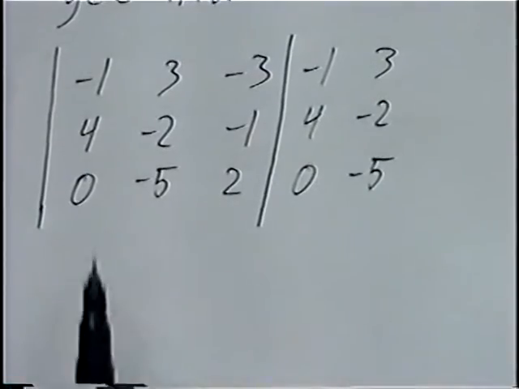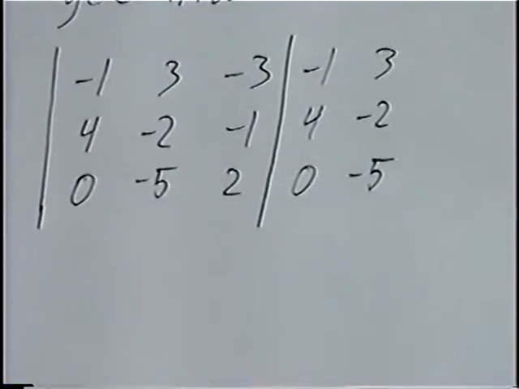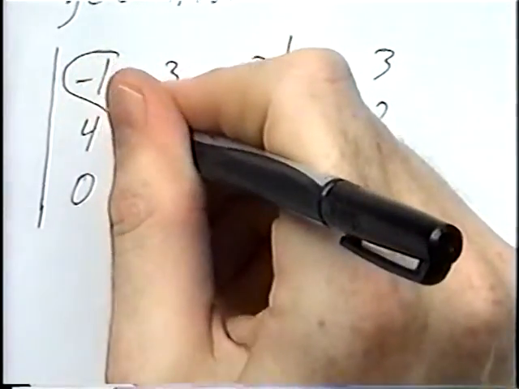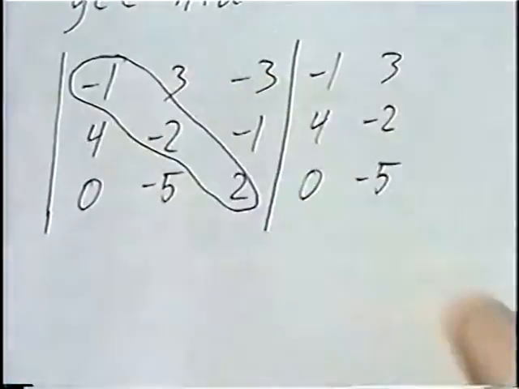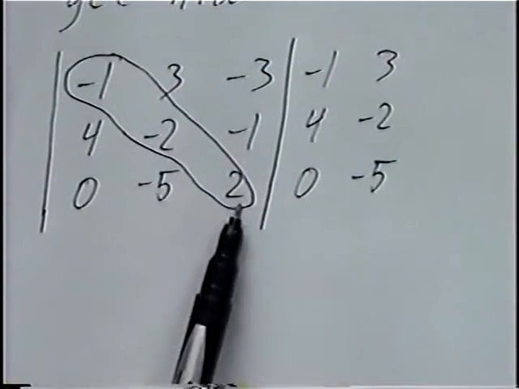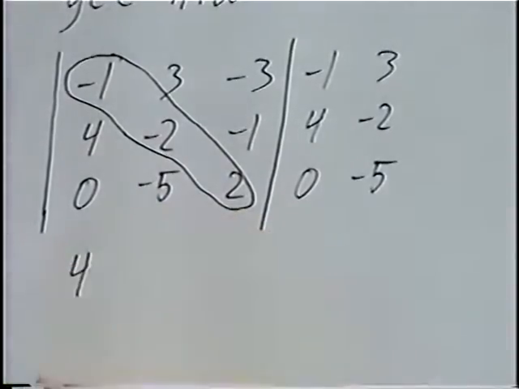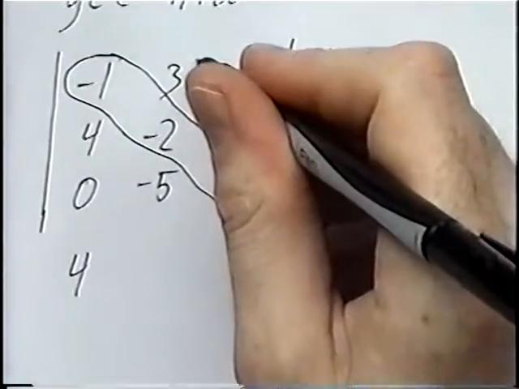Once we have that done, we can go through and circle our diagonals, multiply the numbers, and find the determinant. The first diagonal: -1, -2, and +2. -1 times -2 would be +2, times 2 more would be 4. So the first number we'll use in the computation will be 4.